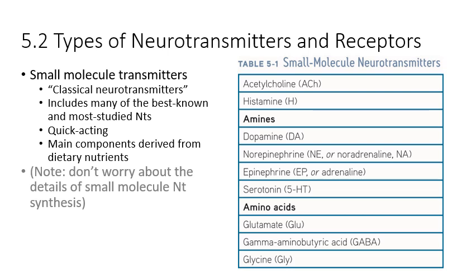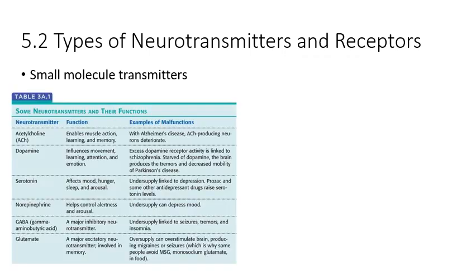Quick note, your book goes into a lot of detail about the synthesis of small molecule neurotransmitters. For the sake of simplicity and time in this course, don't worry about the details of synthesis. Just know, in general, small molecule neurotransmitters are derived from dietary nutrients. And this is just a chart with a little bit more information about many of the most common small molecule transmitters.